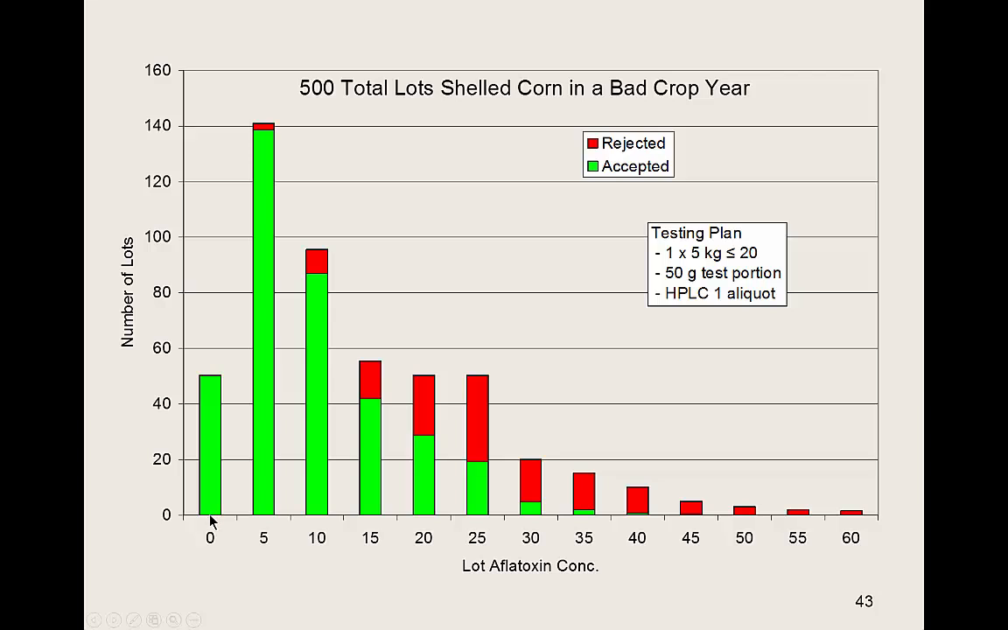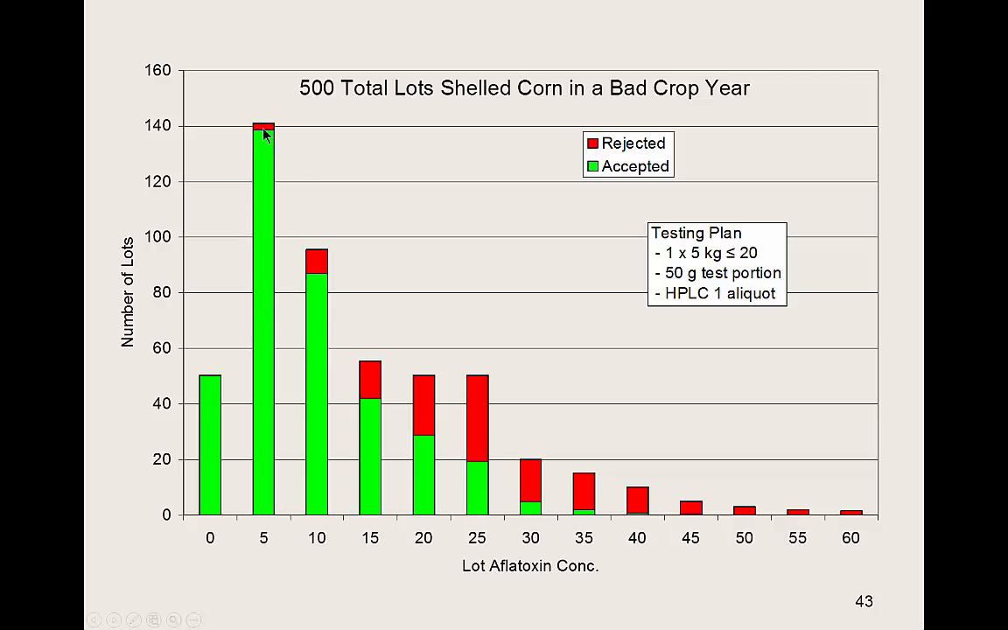So for this crop year, and this is based on 500 total lots, we had about 50 lots at 0. At 5 ppb, we had just a little over 140 lots. At 10 ppb, there were about 95 lots. So the total height of the bar shows the number of lots at each level. And if you add up the total number of lots across here, you should have 500 lots.